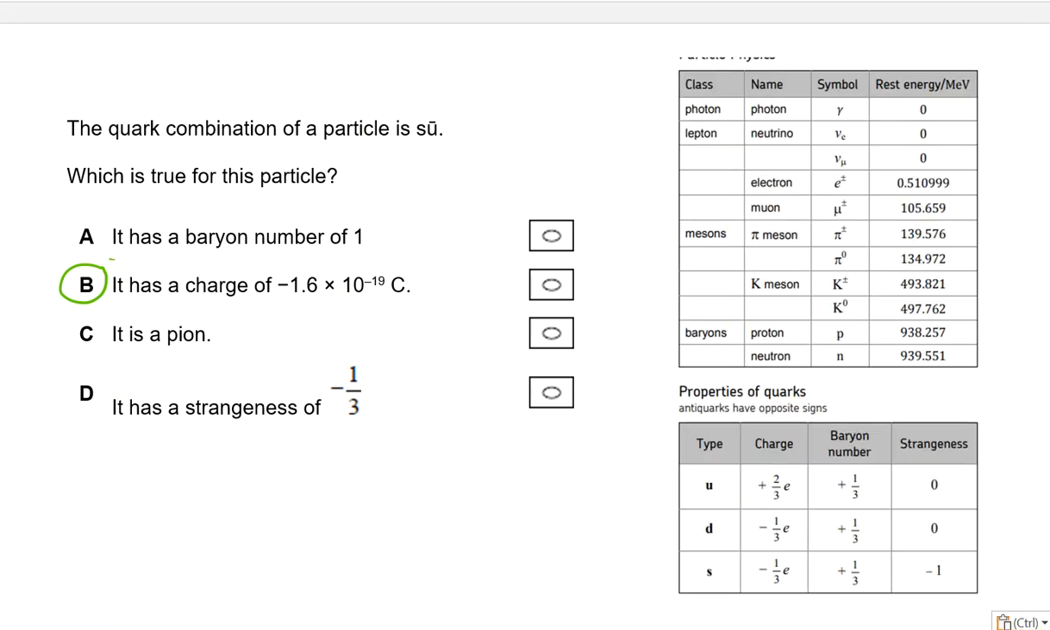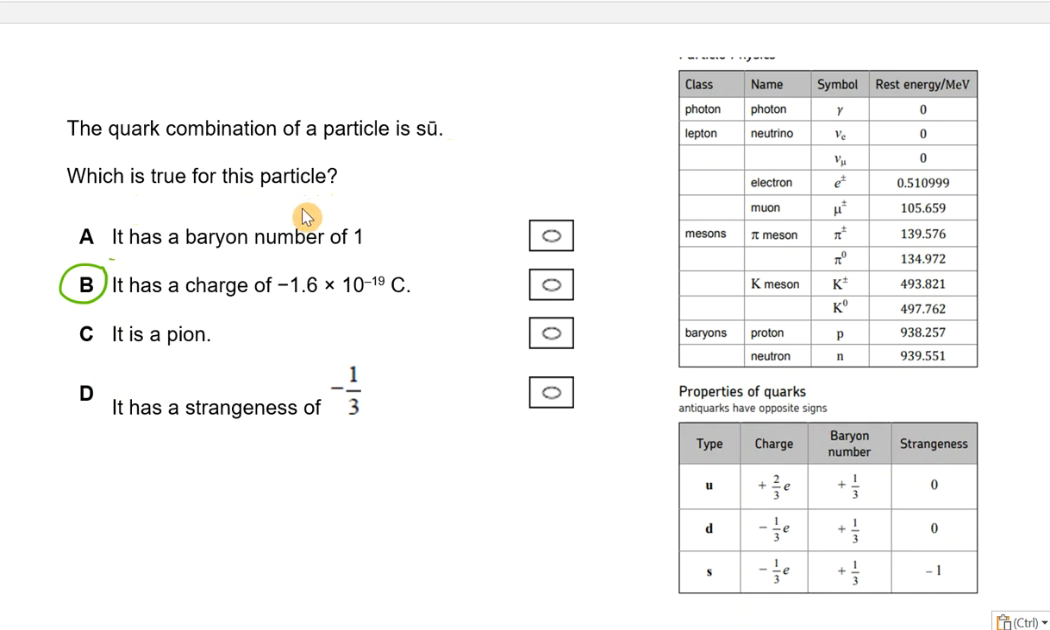So you'll have seen magically appear over here the part of your data sheet that's going to help you answer this question. So let's have a look at the question. The quark combination of a particle is strange and anti-up. Which is true for this particle?